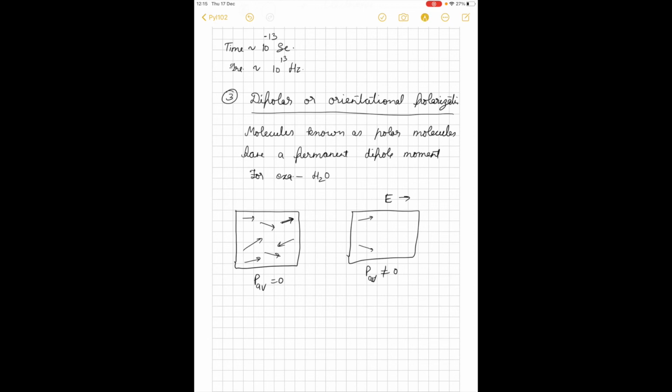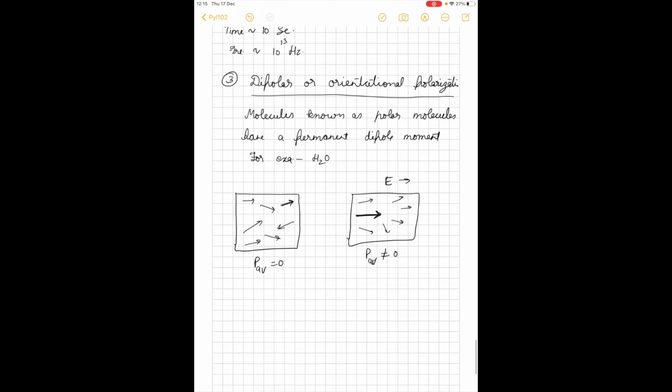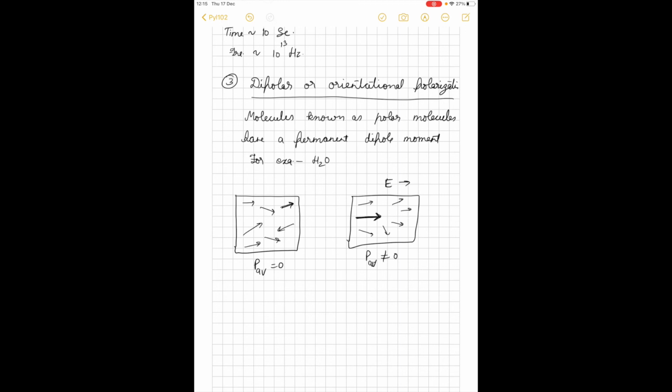But for a moderate one, let's say still there'll be something like this, but there will be an overall polarization in the direction of the electric field. All right, so this kind of mechanism which appears inside a polar molecule is called the dipolar polarization.